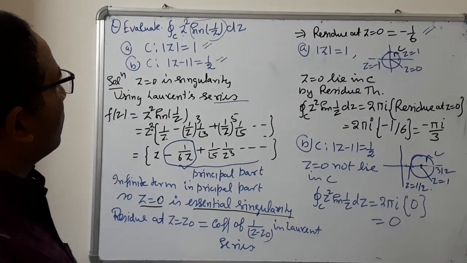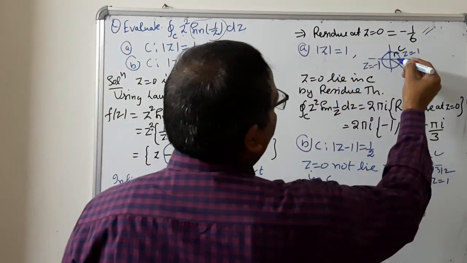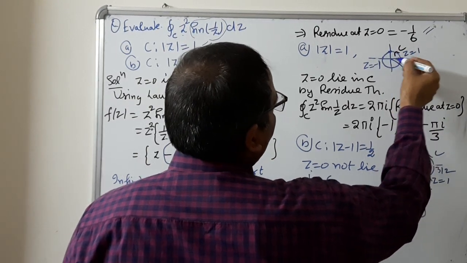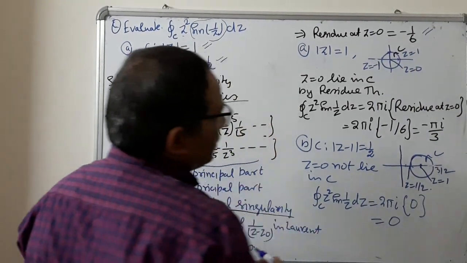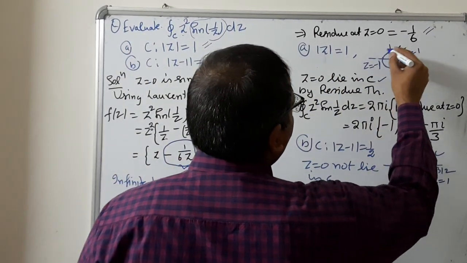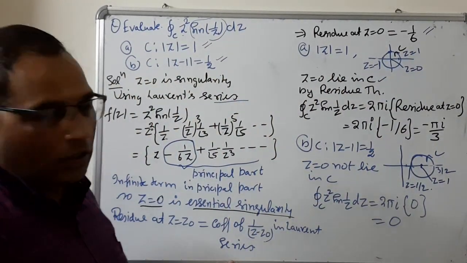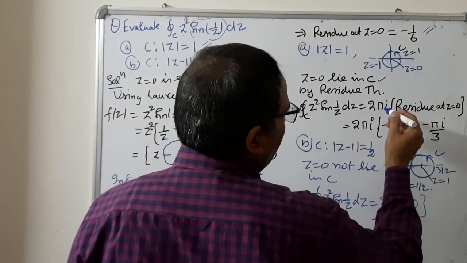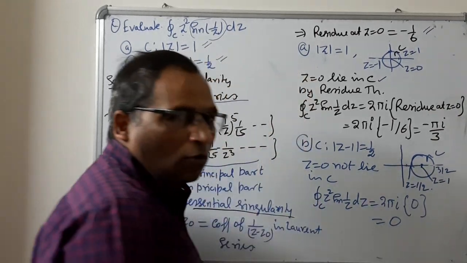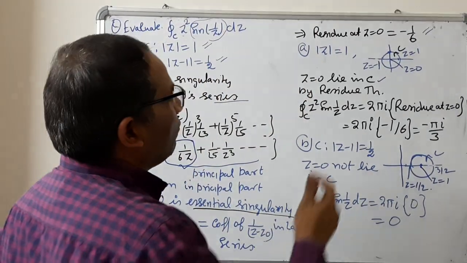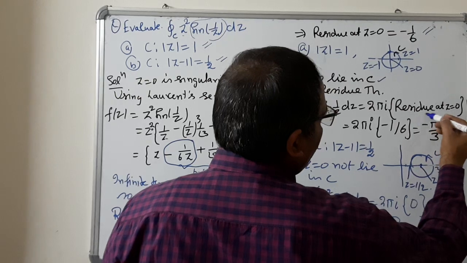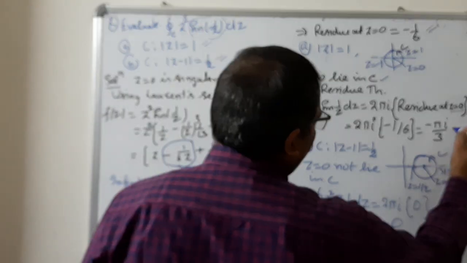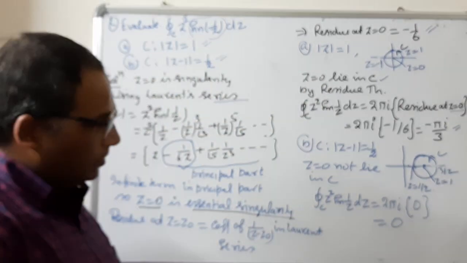Now take the first question, modulus of z equal to 1. This is z equal to 0, this is the circle C, this is z equal to 1, this is z equal to minus 1. So we can see that z equal to 0 lies in this C. By the residue theorem, the integration of z square sin 1 upon z dz can be written as 2πi times the sum of residues, and here only one singularity is there, so the residue at z equal to 0. Putting the residue value as minus 1 upon 6, we get minus πi upon 3.